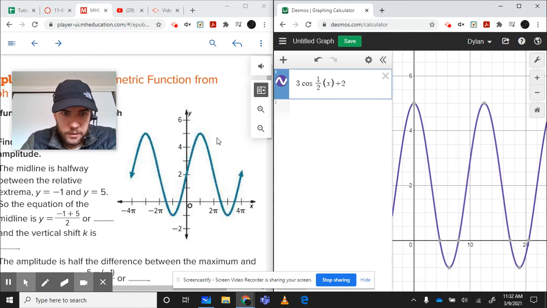Okay, so the very last thing here, we just need to shift it. So it looks like we are at 2 pi, we're at 1 pi here. So it looks like we want to go pi to the right, which means we need to say minus pi in here.